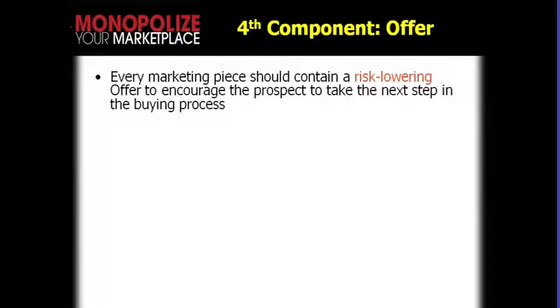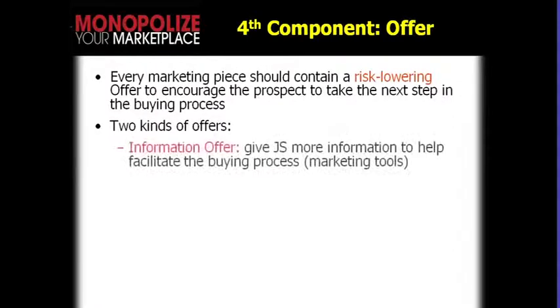Interrupt, engage, educate. The fourth component is offer. We want the marketing piece to contain a risk-lowering offer, encourage the prospect to take the next step. I'll show you some of these in just a minute. There's two kinds of offers, generally speaking. The first one is what we call an information offer. This gives John Smith more information to help facilitate the buying process.